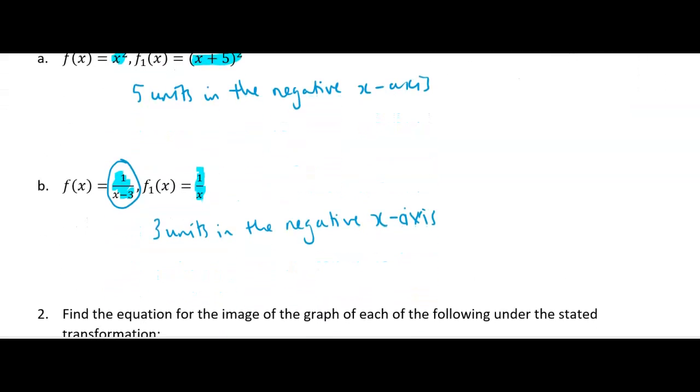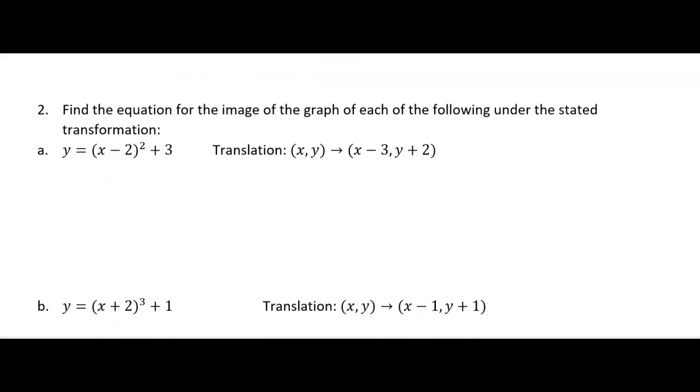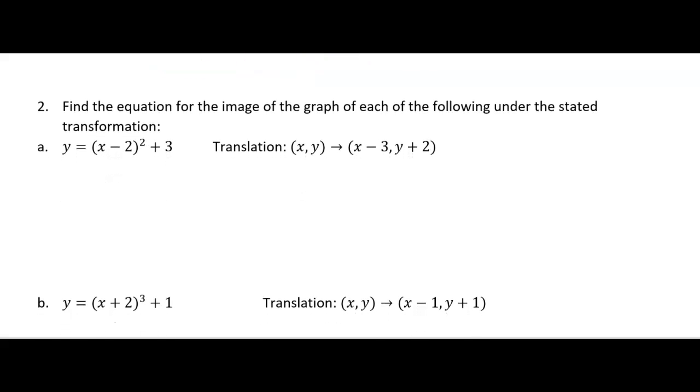All right, so you do need to be able to look at an equation and think about, well, where are the transformations? All right, question 2. This time we're being given an equation and the transformation. So I can see this just means it's gone to the left 3 units and up 2.